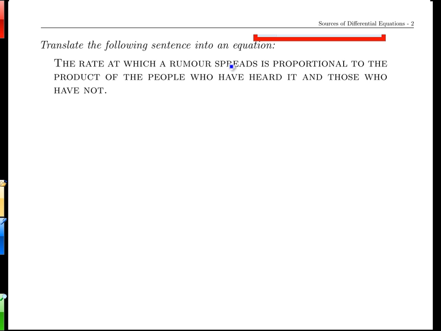The rate at which a rumor spreads is proportional to the product of the people who have heard it and those who have not. Once again, we see that key property, the rate, being included in the equation. So again, we have a rate, which is a derivative, and a rate at which a rumor spreads. We have to be pretty careful about this idea here. What would typically be done in sociology or biology is let P equal the number of people who have heard the rumor.